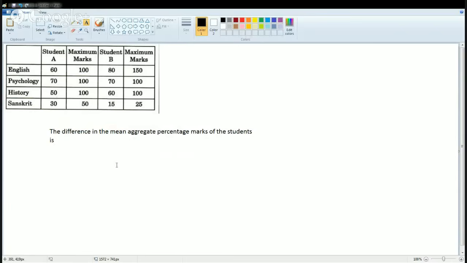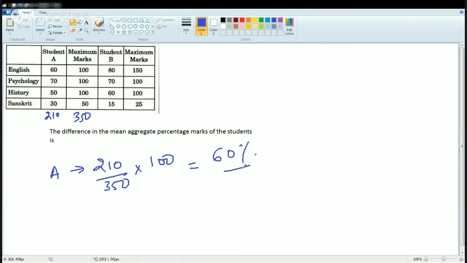So how can you do that? For that, you will have to sum up the total marks. Supposedly I try to sum up. So 60 plus 70 is 130, then plus 80 is 210. And here the maximum is 350. So student A gets 210 out of 350. So the percentage scored would be 60%. So that's the average for A.